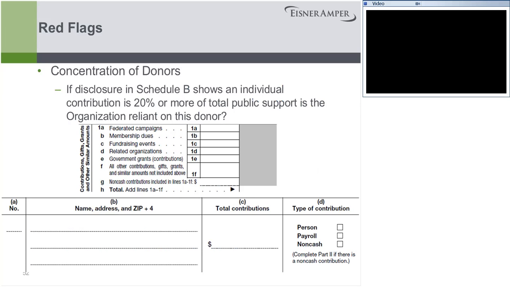Concentration of donors. Again, if you fail the public support test, it's probably because you have one donor that's your main donor. Maybe that person is part of a related organization. But you want to take a look at where the money's coming from in terms of the categories. And if that person is listed on Schedule B year after year, then they're probably your concentrated donor. As somebody who's pulling a 990 off of GuideStar, you may not see that person's name. So in order to find out if there's a concentration, I would go to Schedule A and just see if they're over 33 1/3%. If they're not, that means there's some sort of concentration with a particular donor.